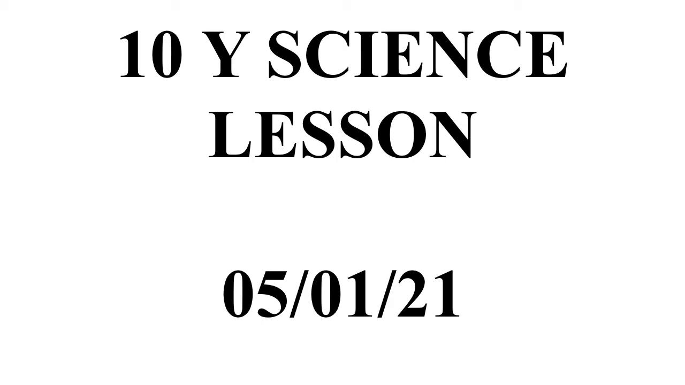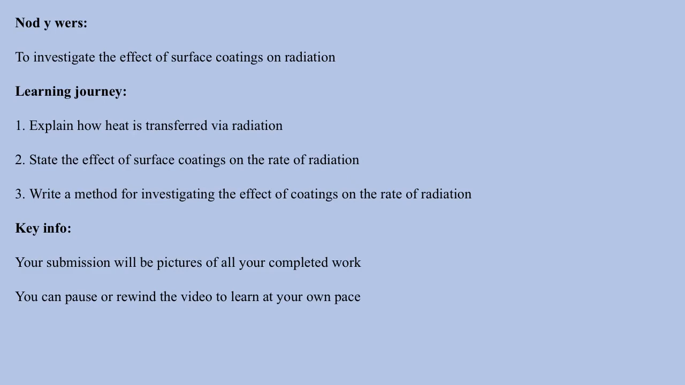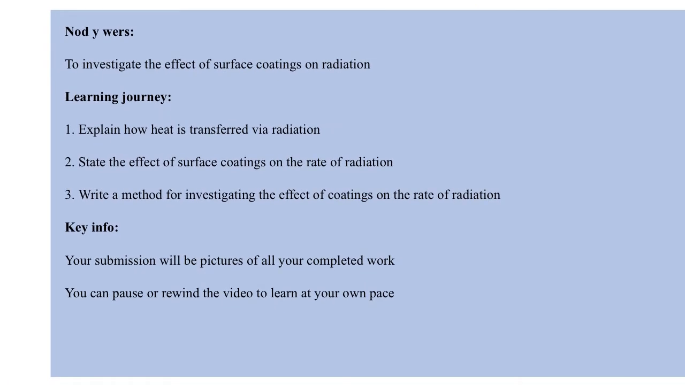We're going to be looking at radiation today. So our learning objective is to investigate the effect of surface coatings on radiation. And to do that, first thing we're going to need to do is explain how heat is transferred via radiation. We're then going to state the effects. So I'm not going to go into too much detail. We're going to look at the core knowledge of the effect of surface coatings on the rate of radiation. And we're then going to write a method for investigating the effect of coatings on the rate of radiation.